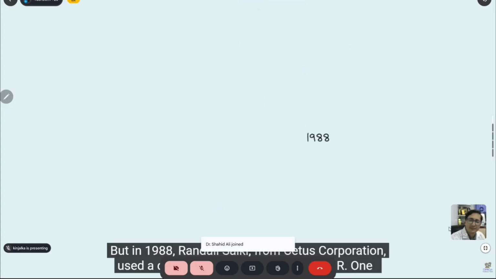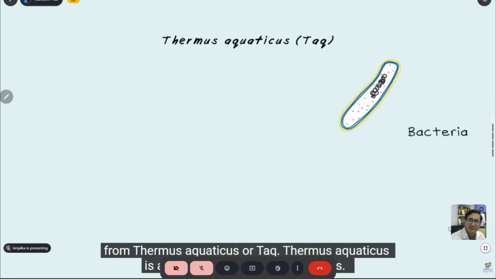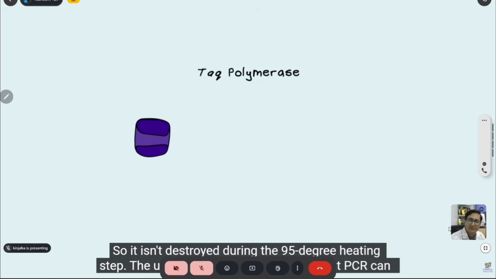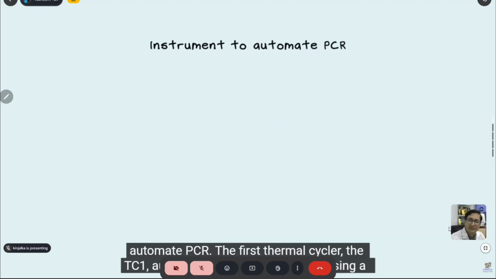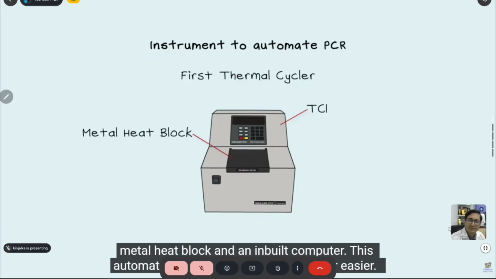This manual addition was very time-consuming and error-prone. But in 1988, Randall Saiki from Cetus Corporation used a different DNA polymerase for PCR, one from Thermus aquaticus, or Taq. Thermus aquaticus is a bacteria that lives in hot springs, so it isn't destroyed during the 95-degree heating step. The use of Taq polymerase means that PCR can continue to the end without having to add more protein. Cetus also created an instrument to automate PCR. The first thermal cycler, the TC1, automated heating and cooling using a metal heat block and inbuilt computer. This automation made the process of PCR far easier.